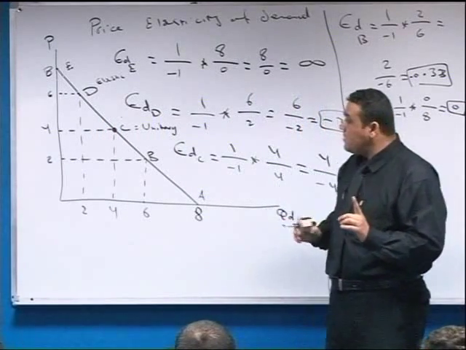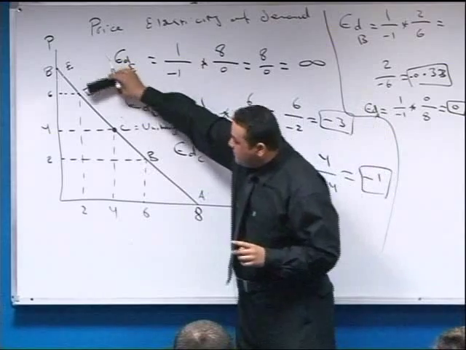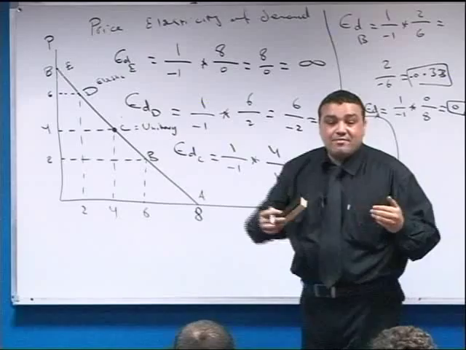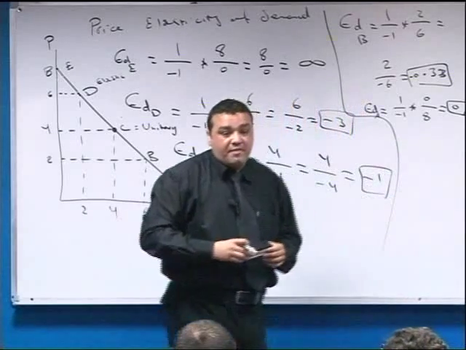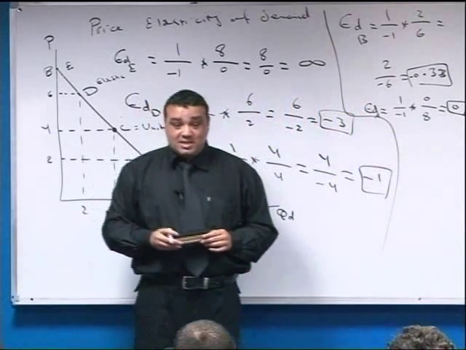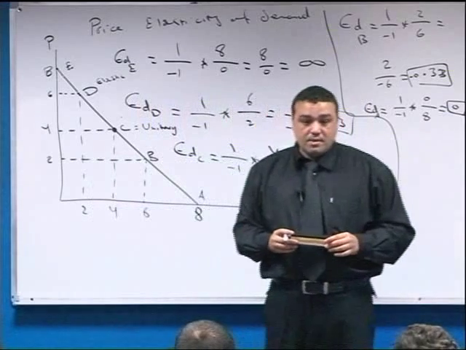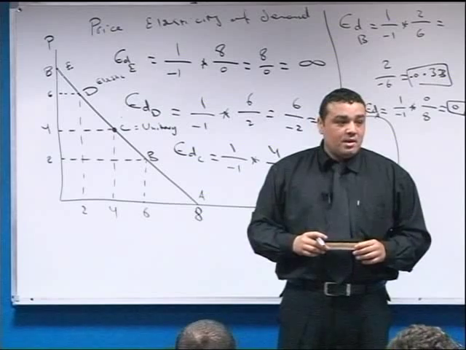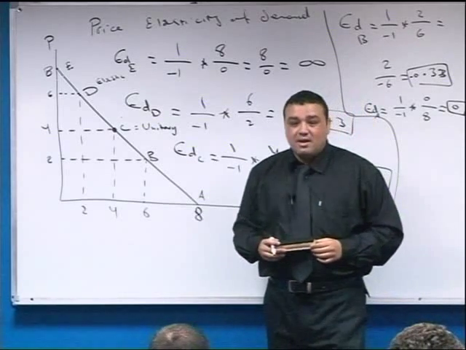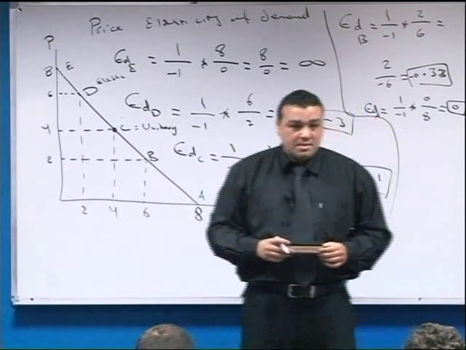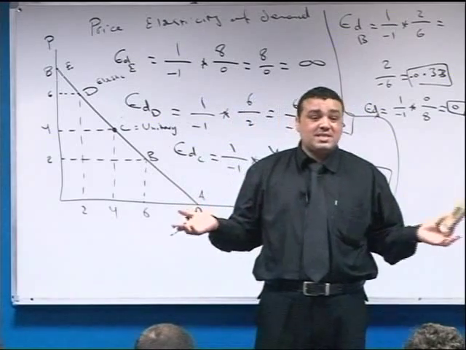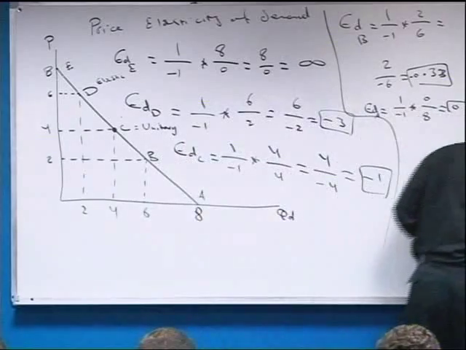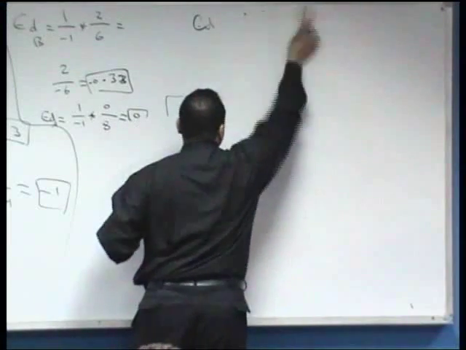So as you see, when the slope of the demand curve is constant, equal to minus 1, we have different values for the price elasticity of demand, right? Okay. Who has any problem so far? Okay. Let's go to the determinants of the price elasticity of demand.